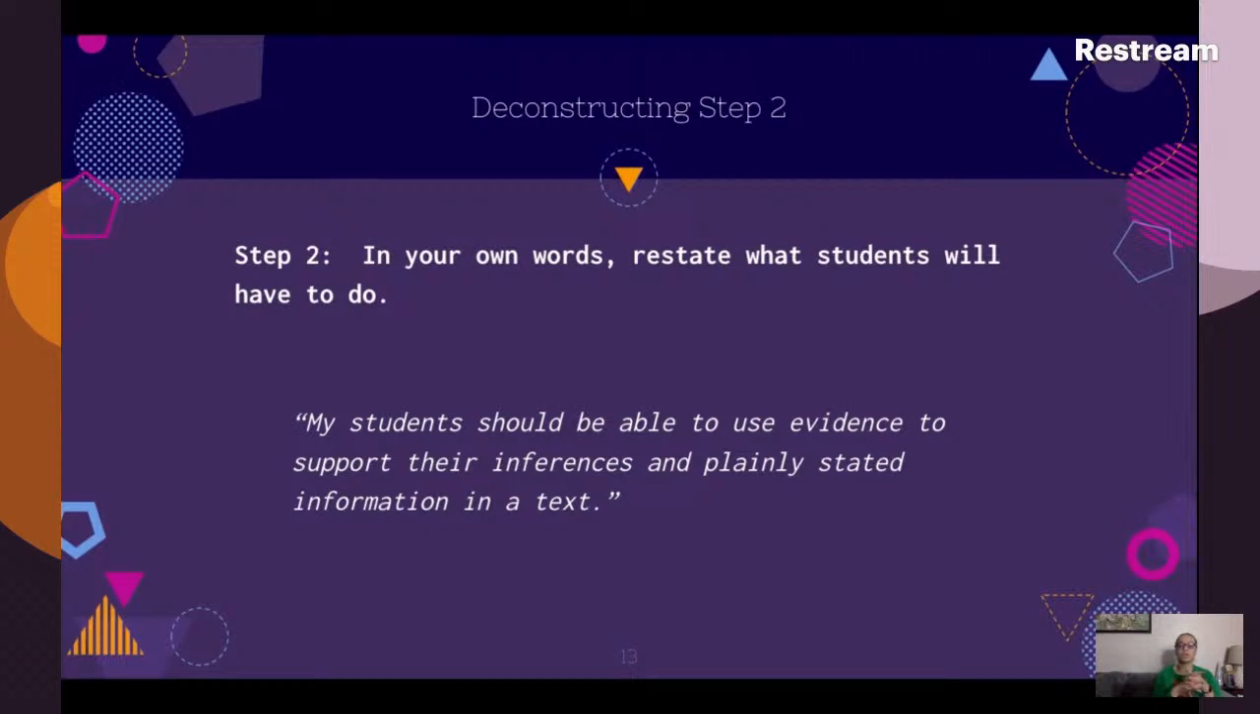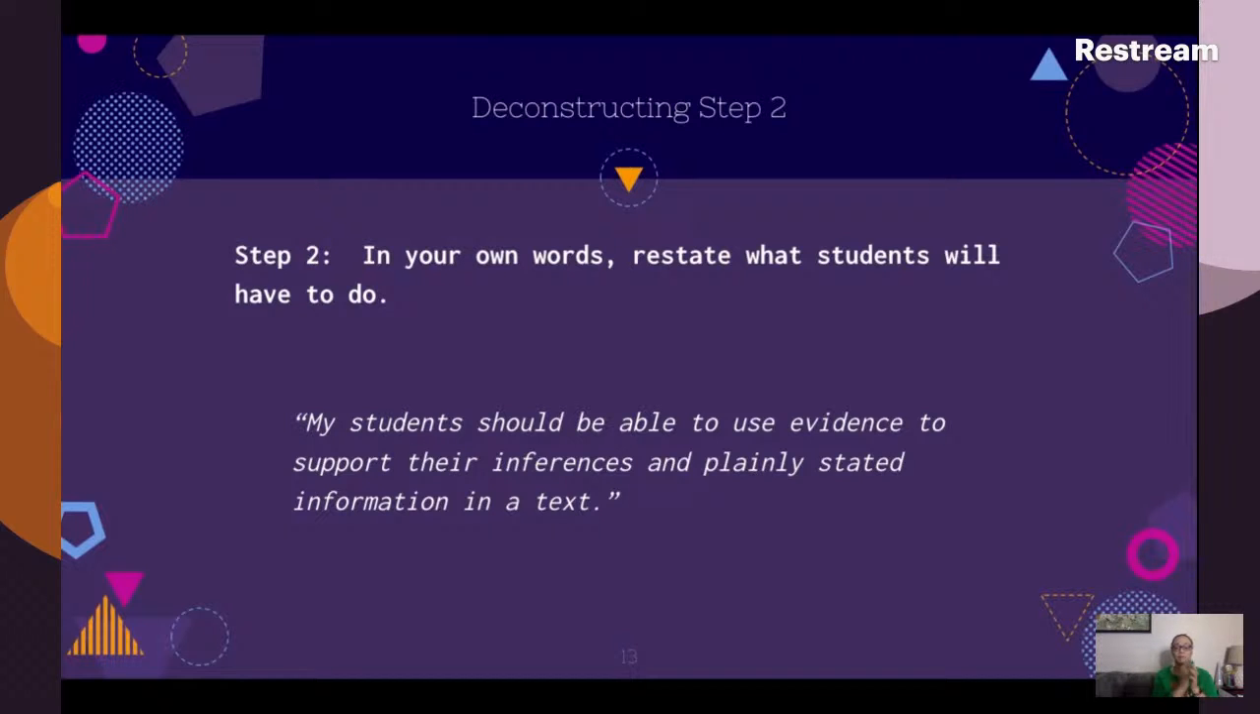So moving into the next step in deconstructing. In your own words, restate what you think students will have to do. I often tell people to do this because it helps you to make sense of what it is that you read. And again, that's the same thing I would do with my students. You have students paraphrase, because it helps them make sense of things when they do that. And it's the same thing for us. It's going to help us make sense of it.